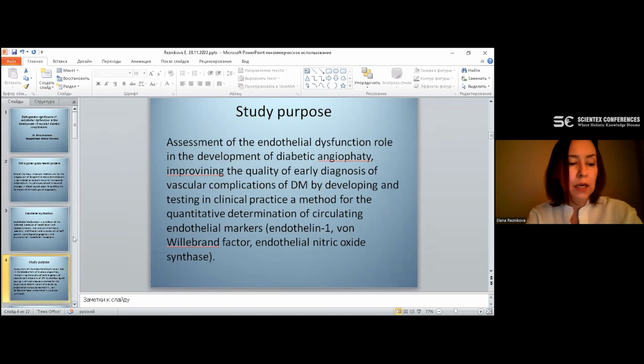Our studies aimed at assessing the role of endothelial dysfunction in the development of diabetic angiopathy, as well as improving the quality of early diagnosis of vascular complications of diabetes mellitus by developing and testing in clinical practice methods for the quantitative determination of circulating endothelial markers: endothelin-1, von Willebrand factor, and endothelial nitric oxide synthase.